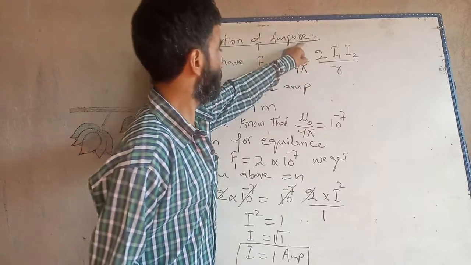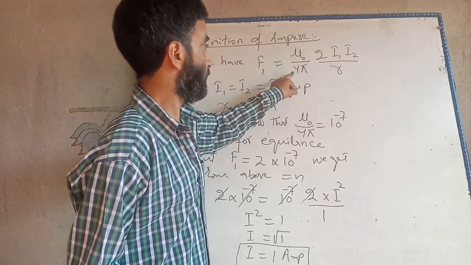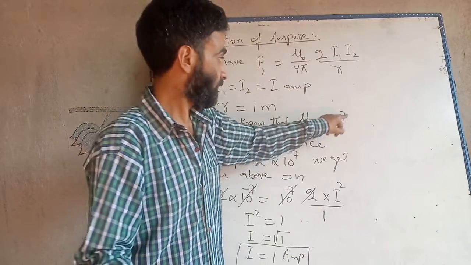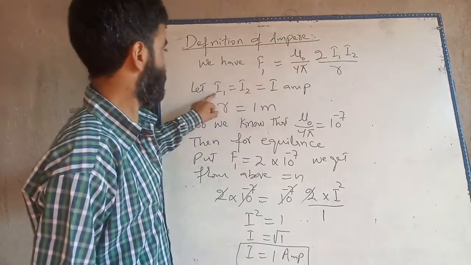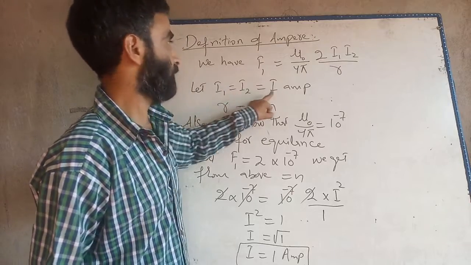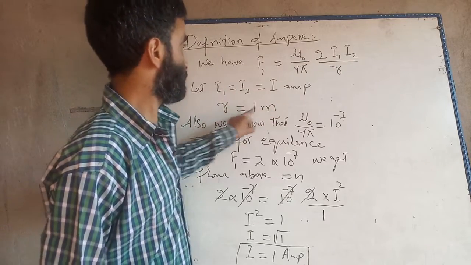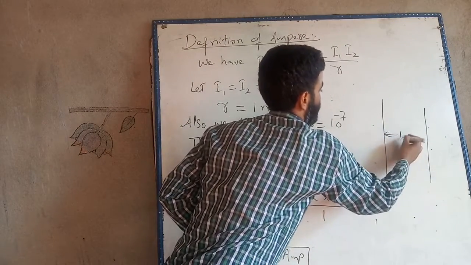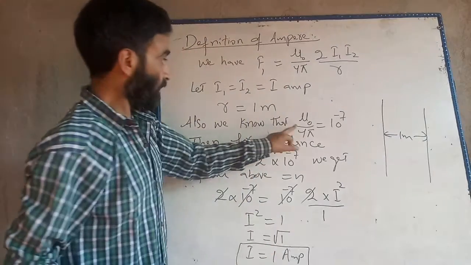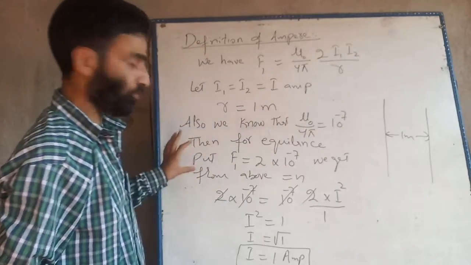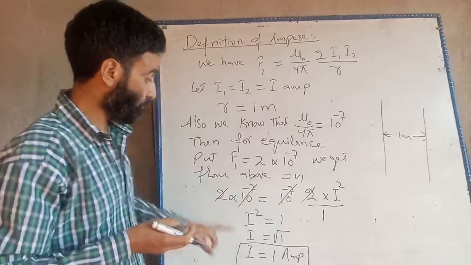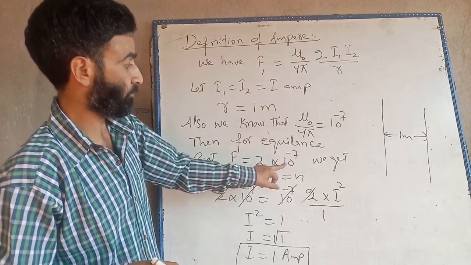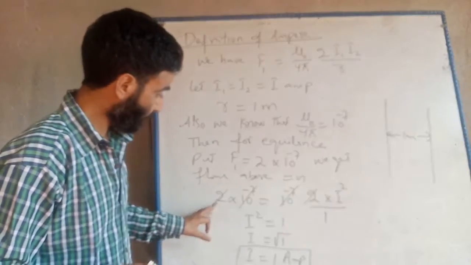See, we know that mu naught by 4 pi, its general value is 10 to the power minus 7. In order to compare this with these, we use I1 is equal to I2 is equal to I ampere. Simply, distance is equal to 1 meter. Let these two conductors be separated by a distance of 1 meter. And to get I is equal to 1, we use F1 is equal to 2 into 10 to the power minus 7.